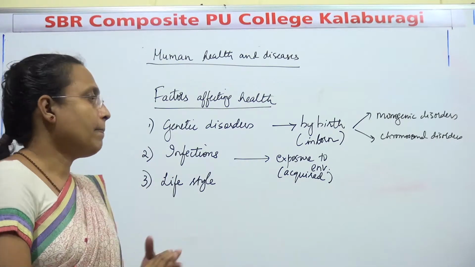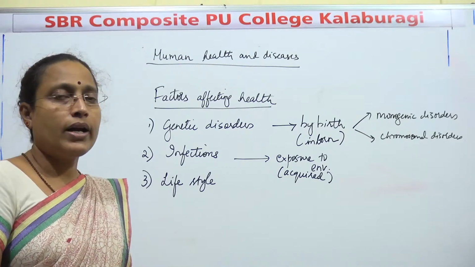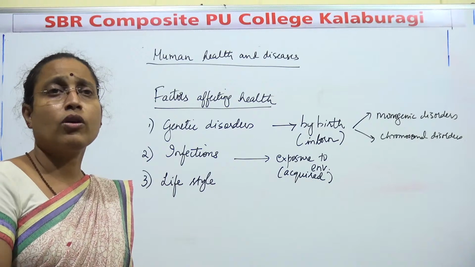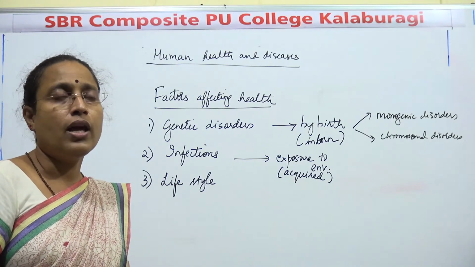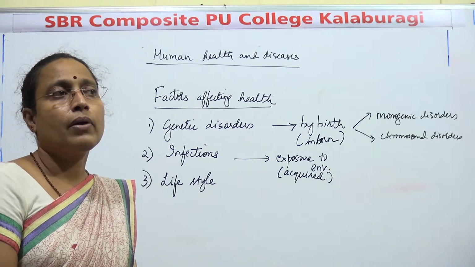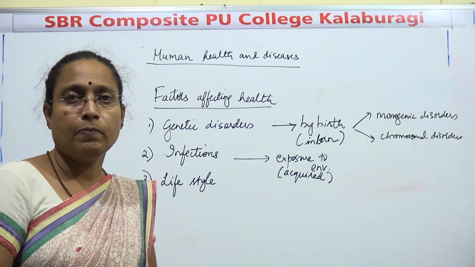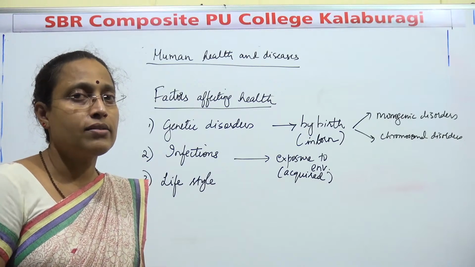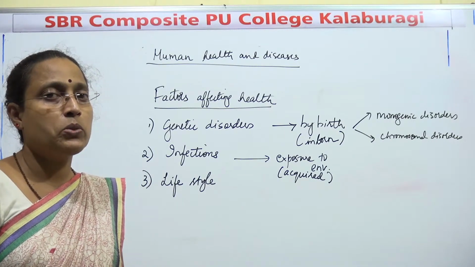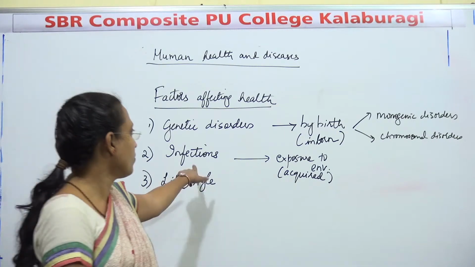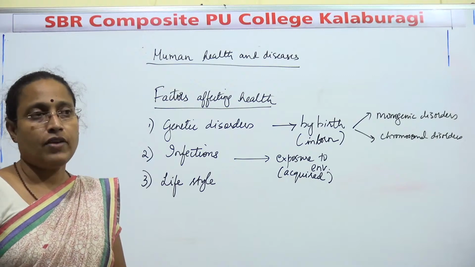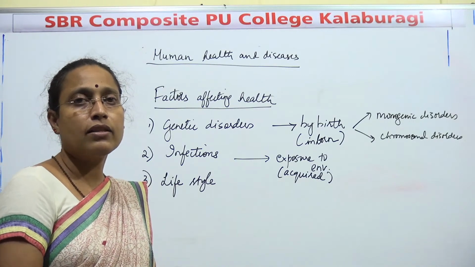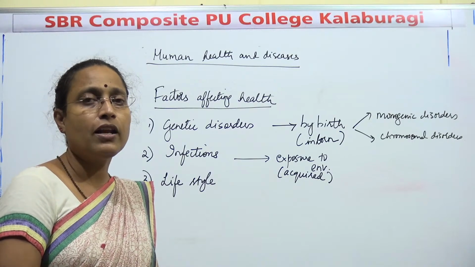For example, a person is quite healthy, but probably he drinks contaminated water or consumes contaminated food. He will suffer with typhoid, because typhoid is caused by a bacteria. The bacteria goes and colonizes inside the body of an individual. We call it infection. So it enters the body, colonizes, multiplies there. All this is nothing but an infection.